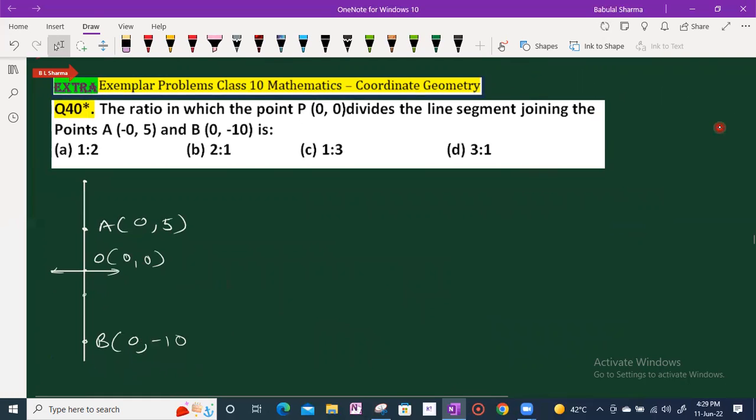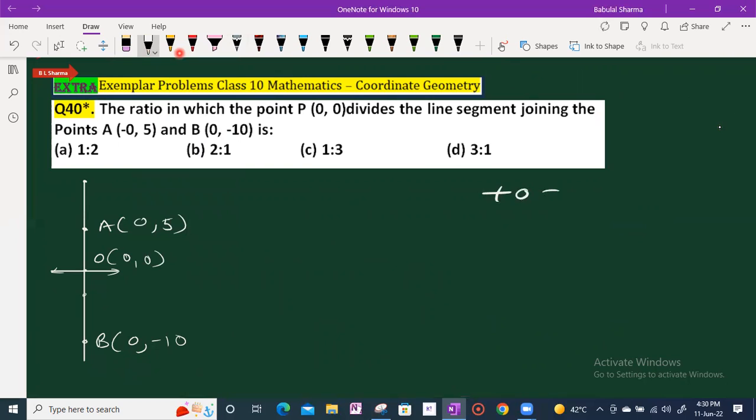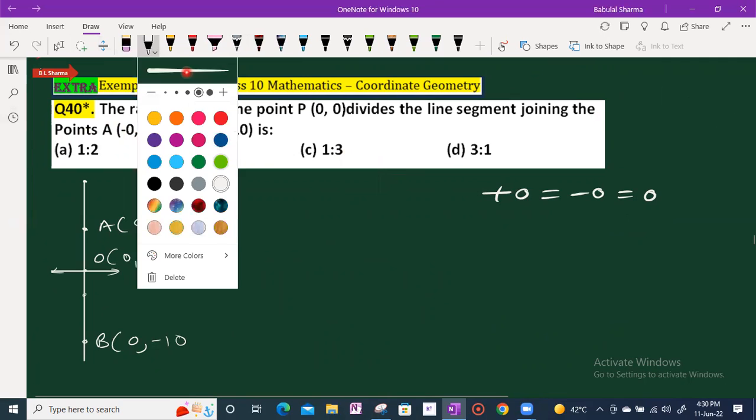Next question, the ratio in which the point 0, 0, means again origin, divides the line segment joining the points A, that is 0, 5 and 0, minus 10 in the ratio. देखिए 0 का यहाँ कोई मतलब नहीं है. Since your x coordinate of these 2 points is 0 and this is 0, it means these both points will lie on the y axis.